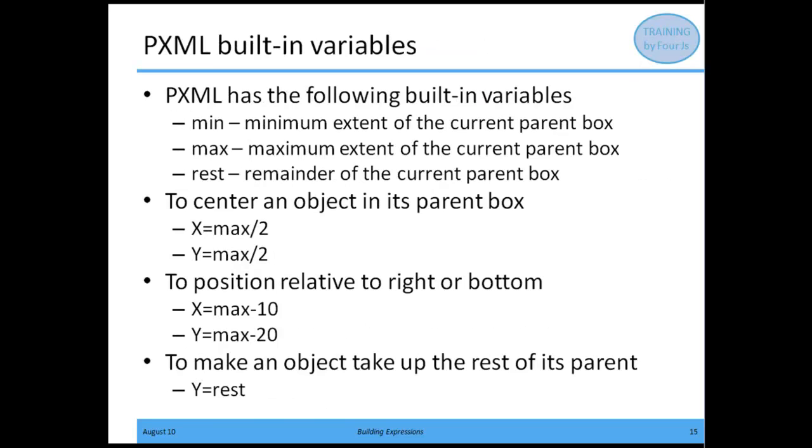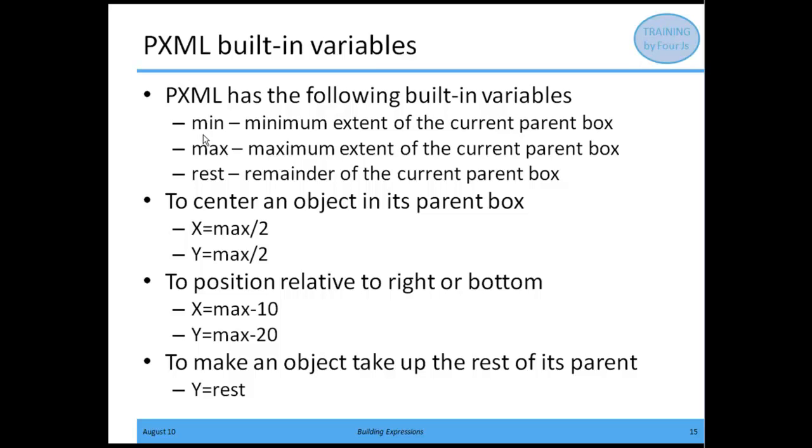Now we said that the PXML expressions are for those properties that tend to be coordinates or tend to be sizes. And we'll have seen some of this when we think in terms of the X size or the Y size. You should be familiar with the concept of having built-in variables min, max, and rest. Min meaning let me use the minimum extent of the current parent box. Max meaning let me use the maximum extent of the current parent box. And rest we saw takes up the remainder of the current parent box.